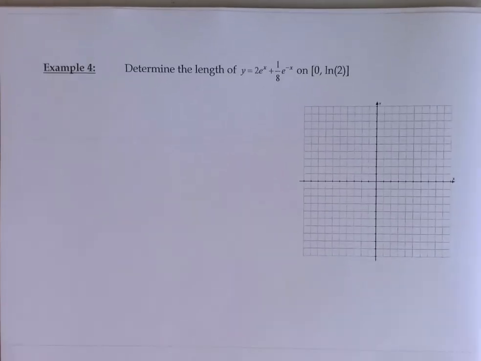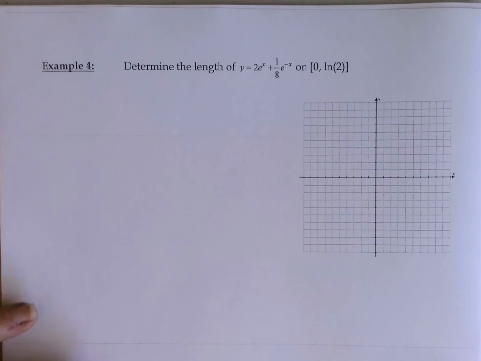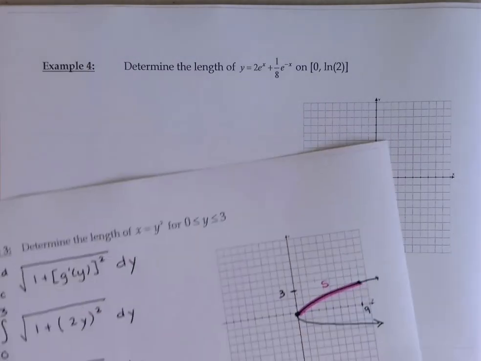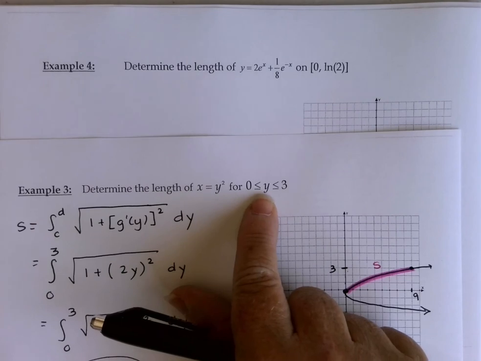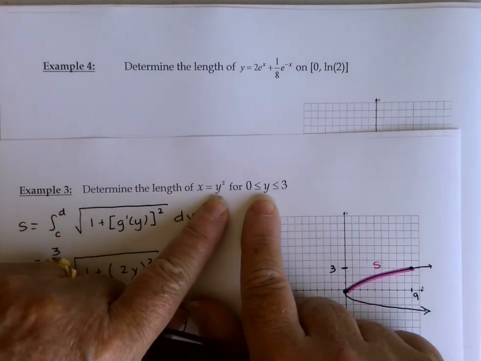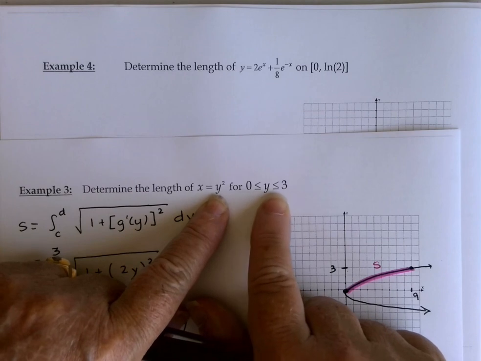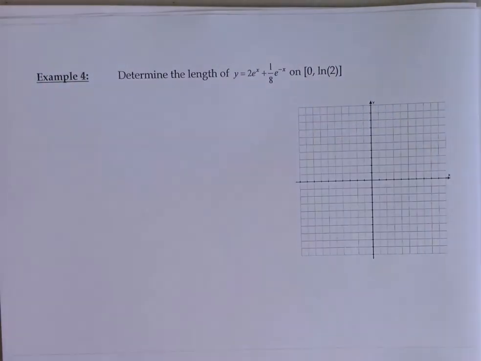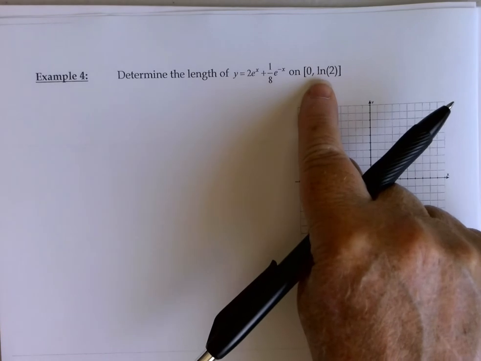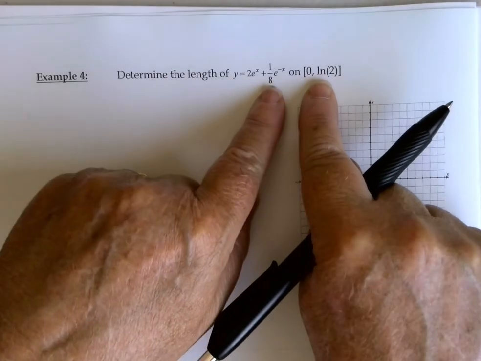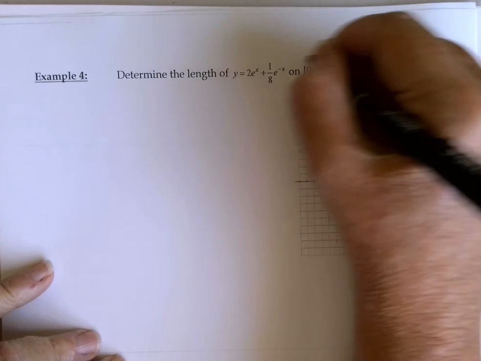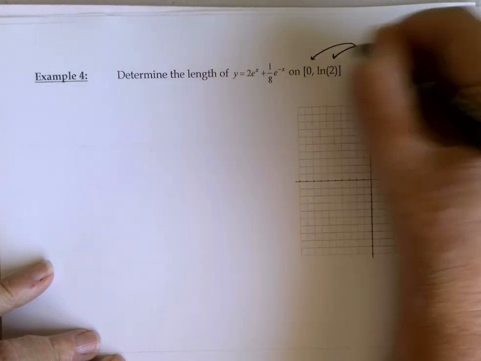We'd like the length of the function y equals 2e to the x plus 1/8 e to the minus x on the interval from 0 to ln2. By the way, in this last problem or two, I've always specifically told you whether I was giving you x values or y values. Notice that it is the values of the independent variable that you're being given. So if I don't specify, you should always assume that this is the interval for the independent variable. In this case, the input is x, so this would be x values.